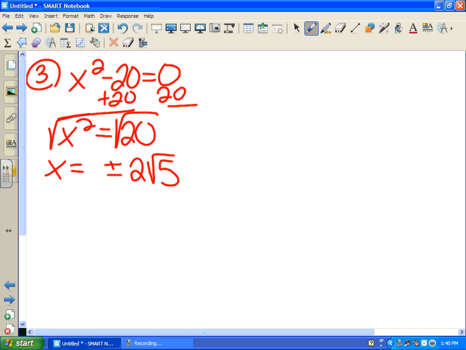So you can still use your root chart if you need to. They're just square roots though, no cube, no fourth. So if you just know the common perfect squares, you should be fine. Like 4, 9, 16, 25, 81.